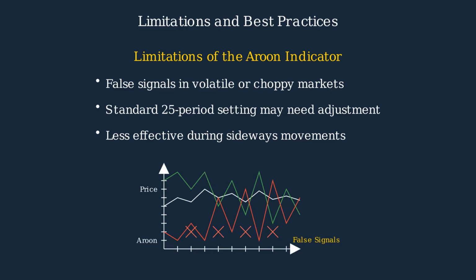Here we can see an example of false signals in a volatile market. Notice how the Aroon indicator generates misleading crossovers during this choppy price action.